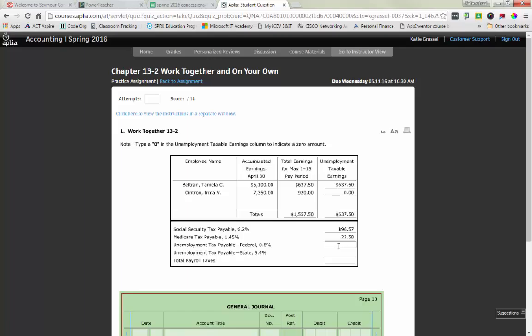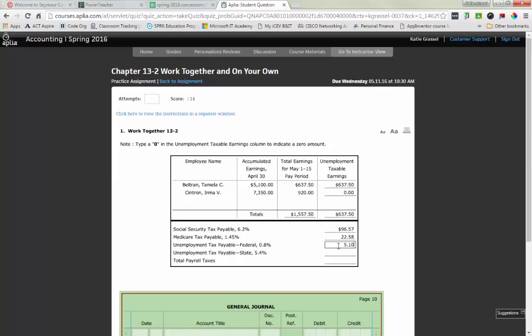This number right here. This column that says unemployment taxable earnings. The only earnings I'm going to pay unemployment tax on is going to be the $637.50. So I'm going to take $637.50, multiply that by 0.008. So what number do I get? $5.10, right? A very small number, would you agree? Okay.